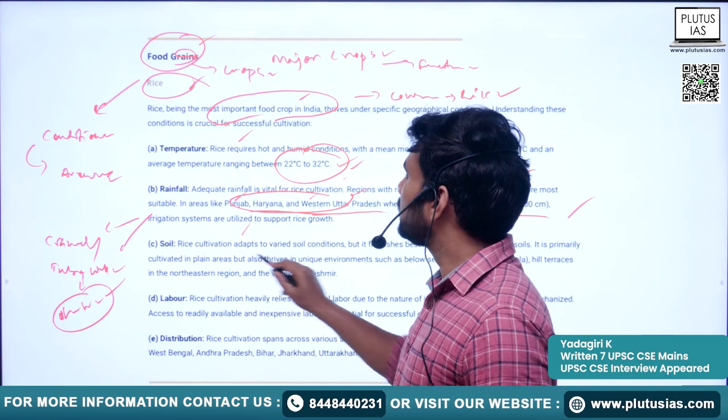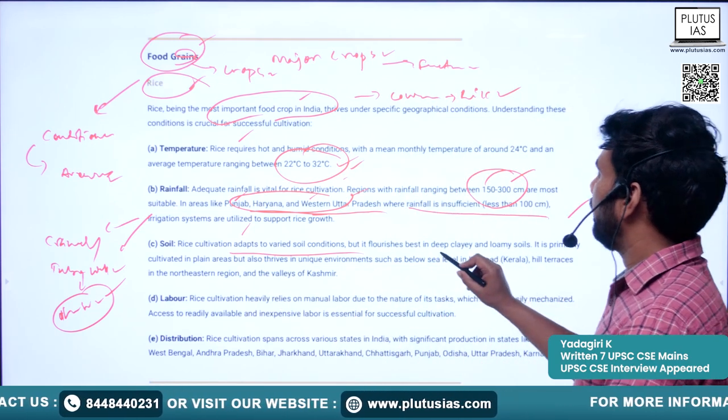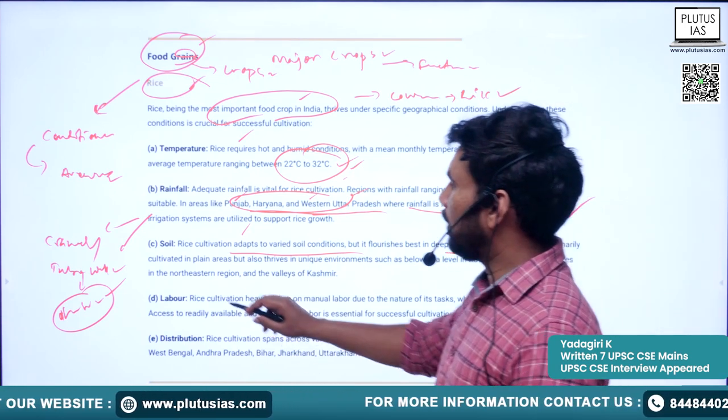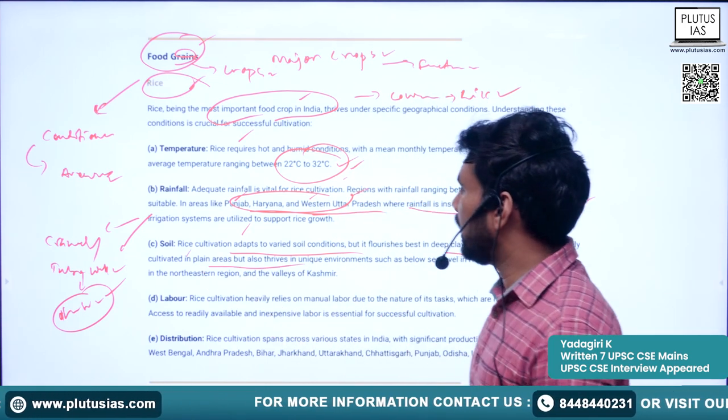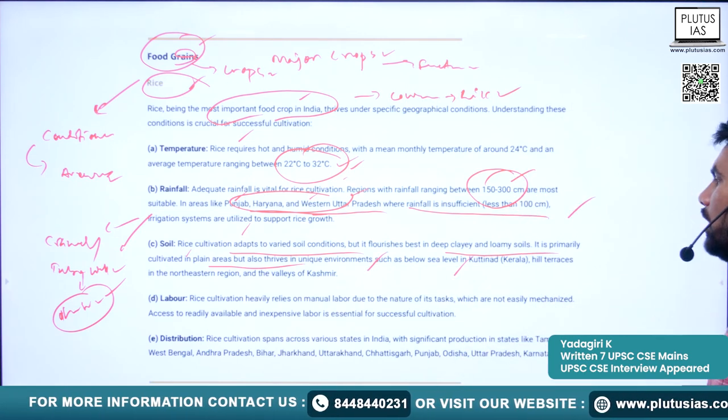Soil: rice cultivation adapts to varied soil conditions, but it flourishes best in deep clayey and loamy soils. It is primarily cultivated in plain areas but also thrives in unique environments such as below sea level.